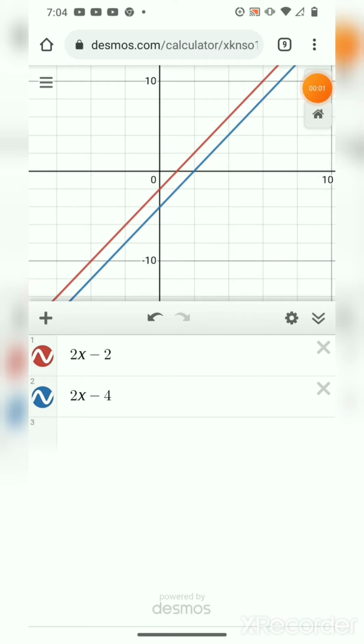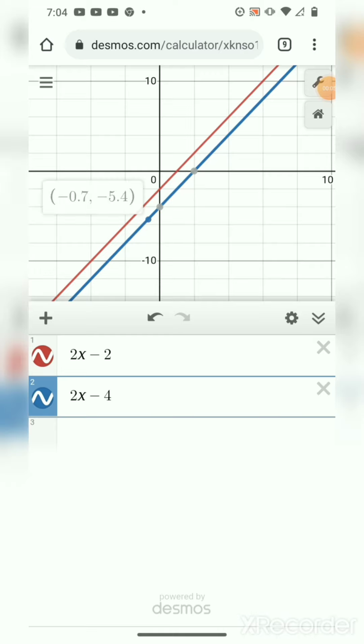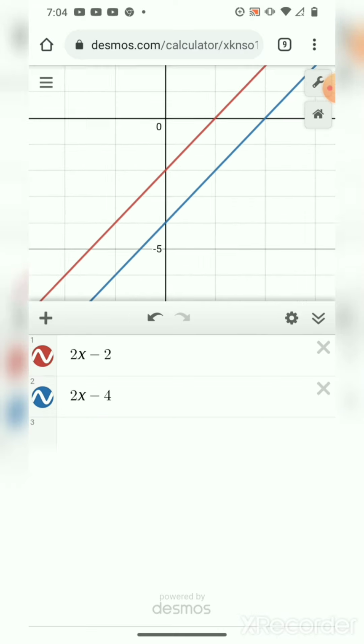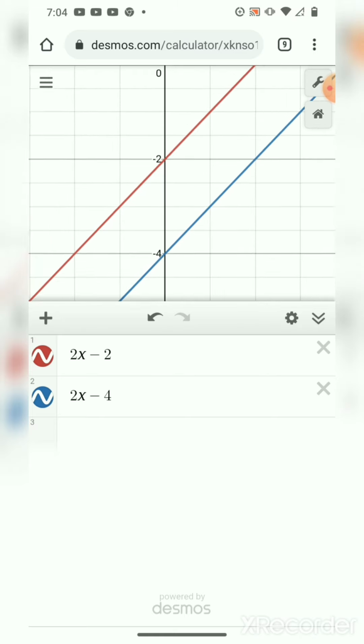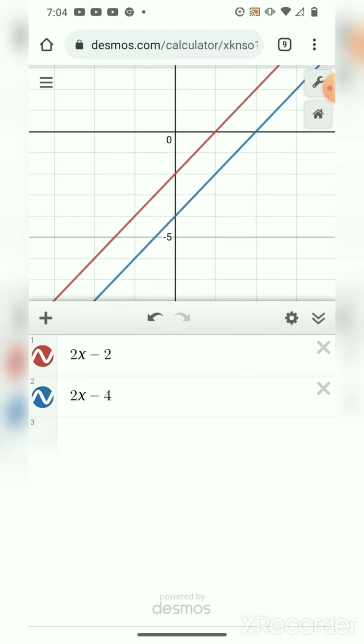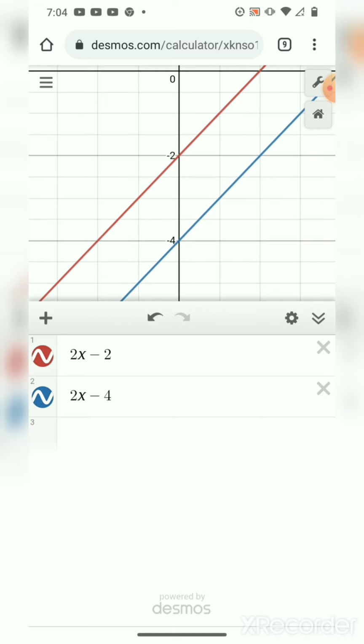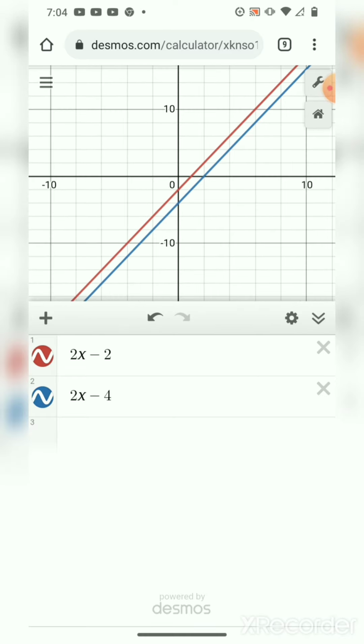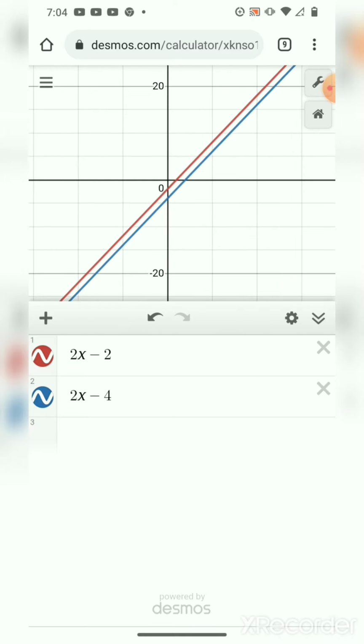The third thing we can observe is the negative 2 and the negative 4. When we scroll in to those y-intercepts, or those starting positions, they are different numbers. They're the same slopes because they have 2x on both equations, but they're starting at different points. That's why they never touch each other.